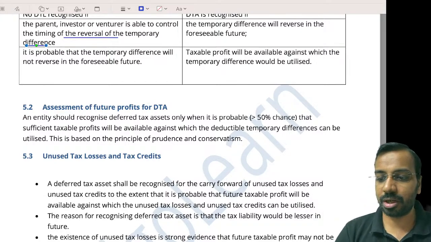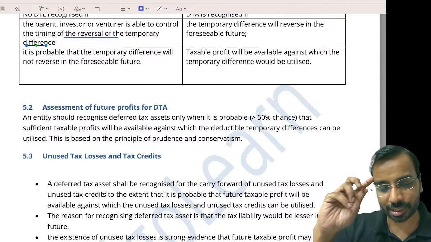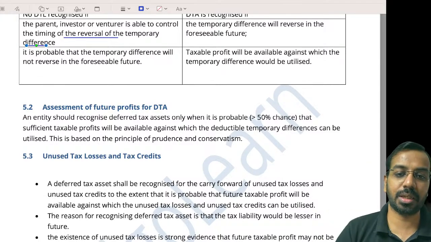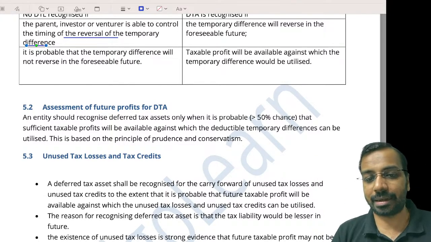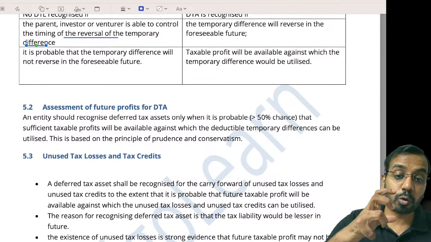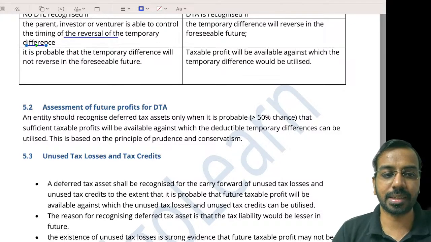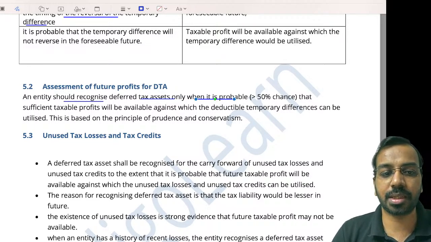In examination, don't carry that 30%. 30% is for understanding. Now, if 30,000 is the DTA and we are saying we will have a 1 lakh deductible item in the future, then to deduct the item in future, you need to have taxable profit. If you do not have taxable profit, how will you deduct this item? That is where the standard says an entity should recognize DTA only when it is probable, meaning greater than 50% chance, that sufficient taxable profit will be available against which the deductible temporary difference can be utilized.